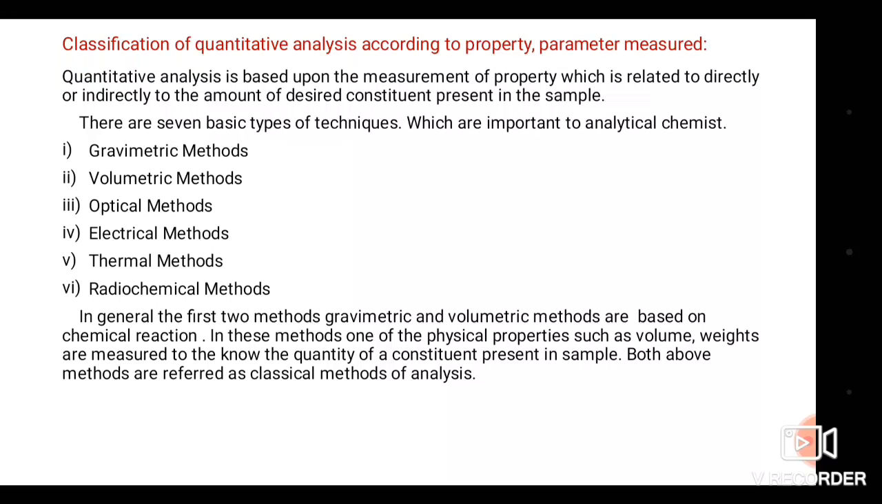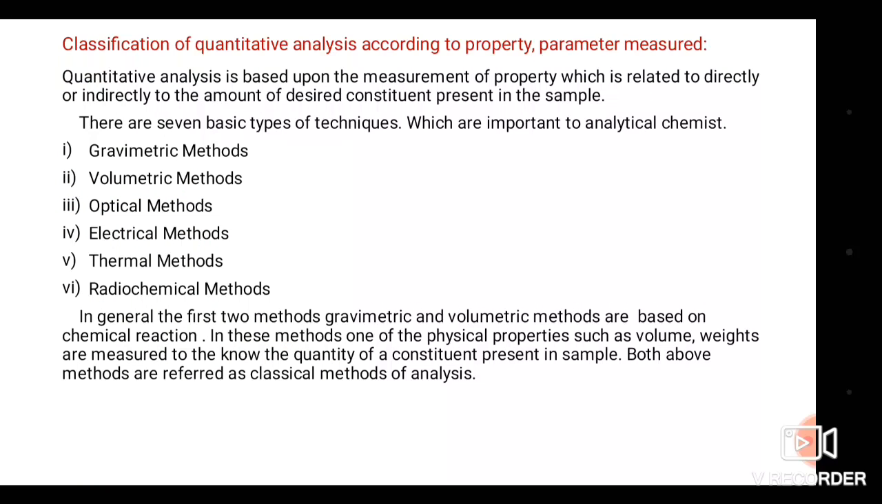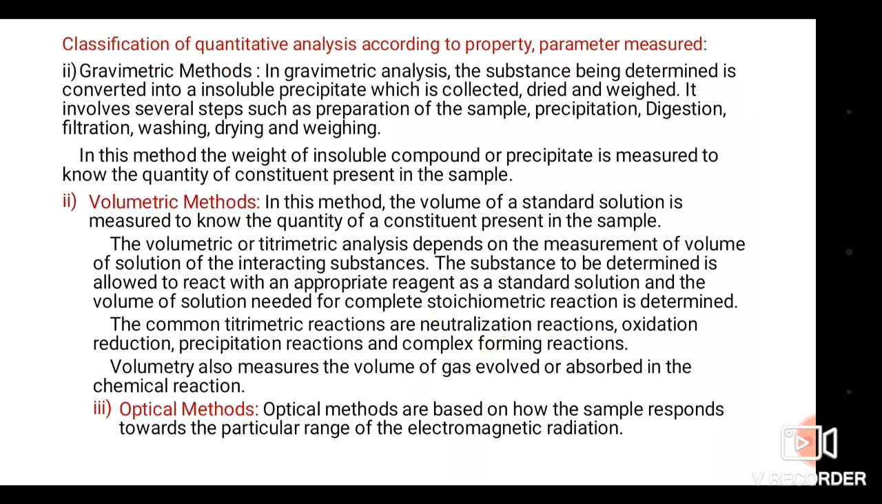In the gravimetric method, we measure the weight, that is, the mass. In the volumetric method, we measure the volume. So these are the classical methods of analysis. Then what is the volumetric method and what is the gravimetric method? So first, the gravimetric method.